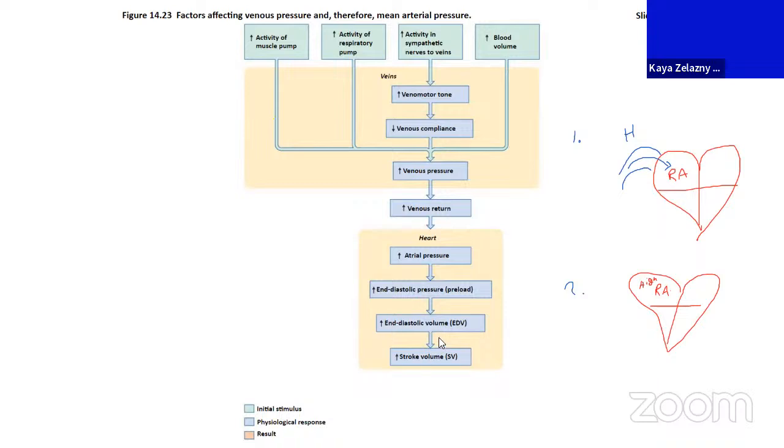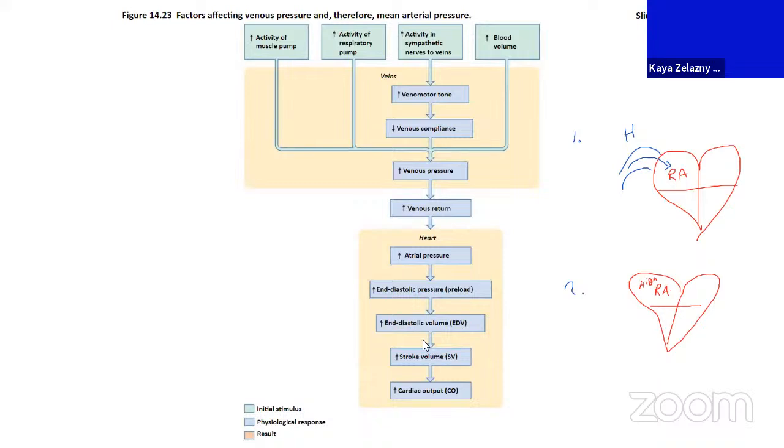So we see an increase in stroke volume in response to these changes that we've created to the pressures in the heart that are all due, in this figure, to just a couple of changes in the state of our veins. So we've changed our stroke volume.